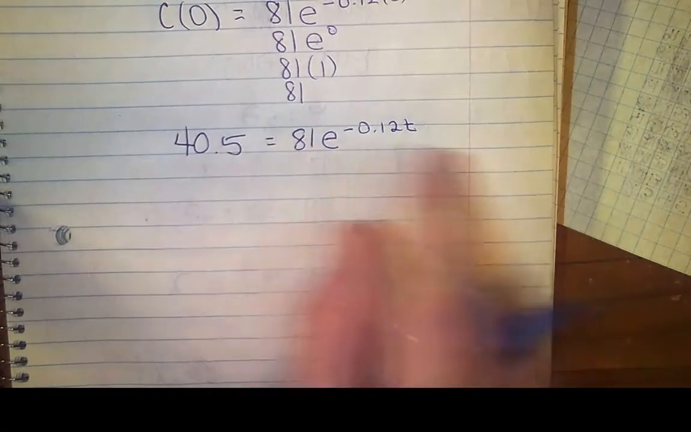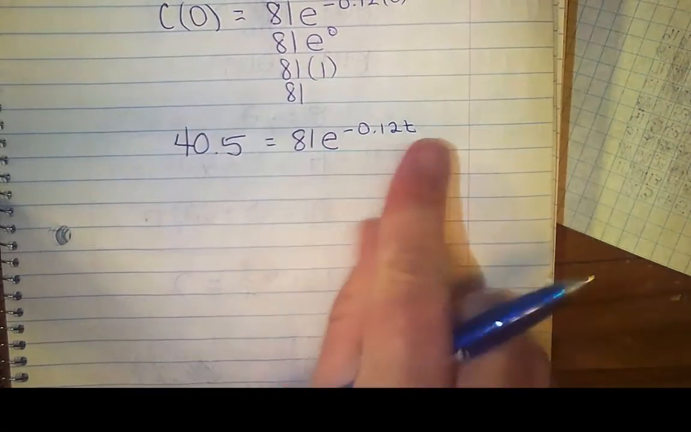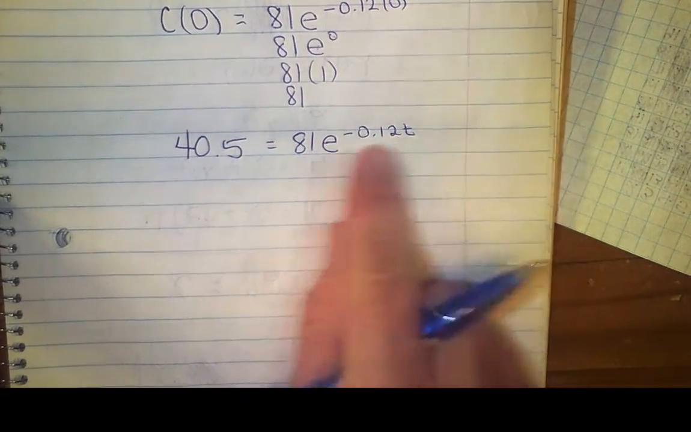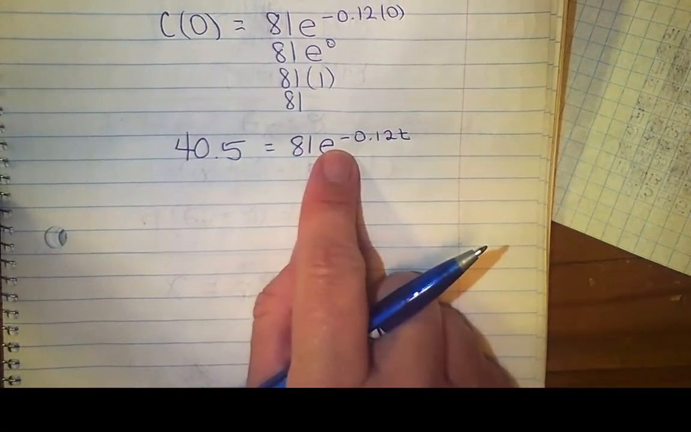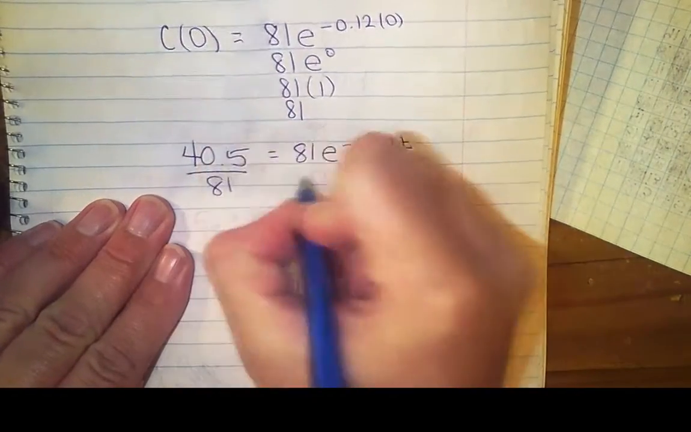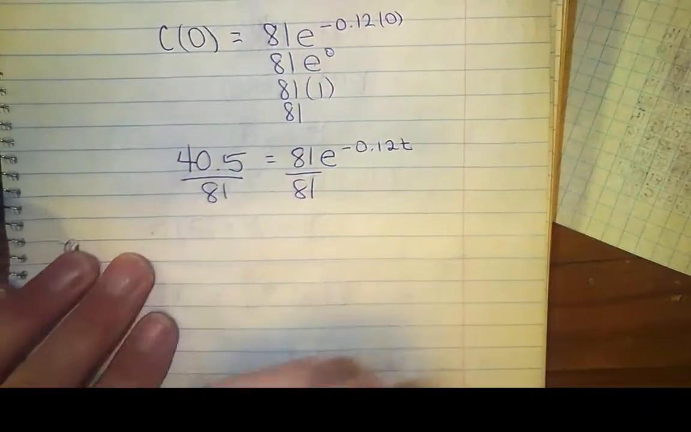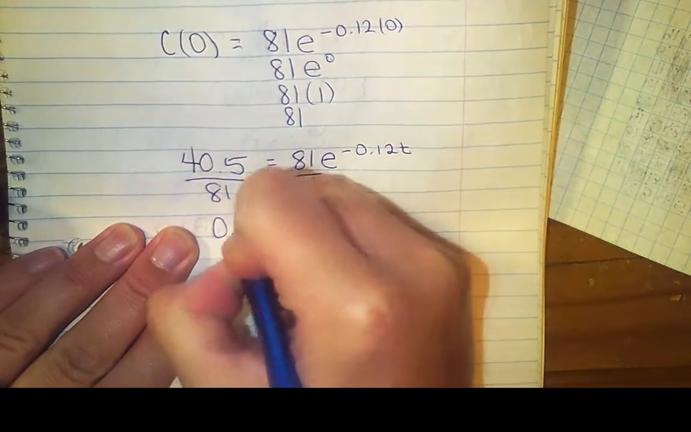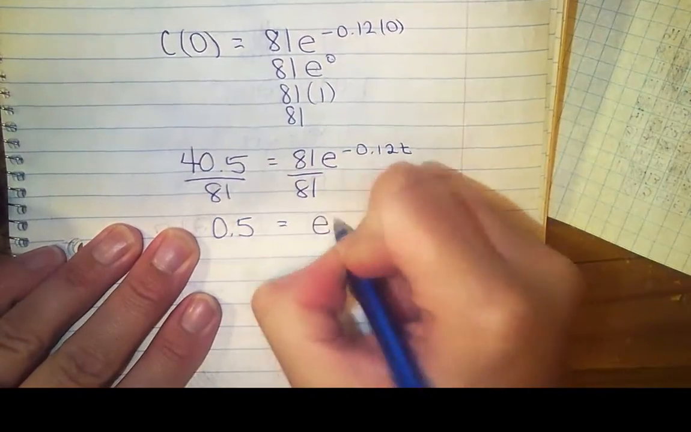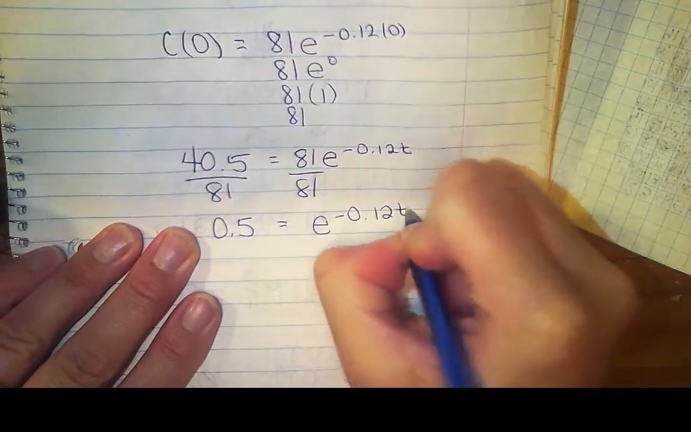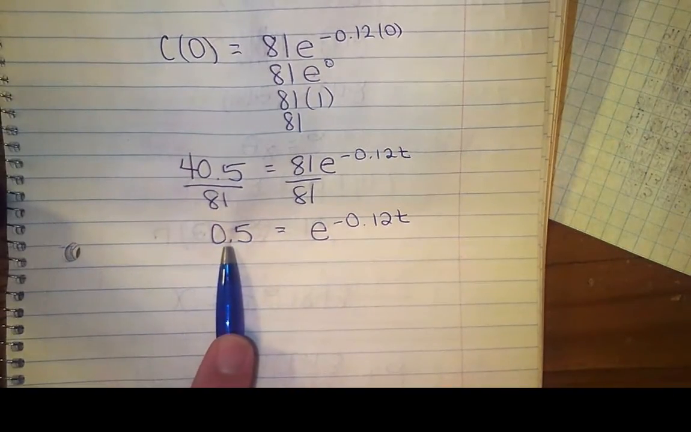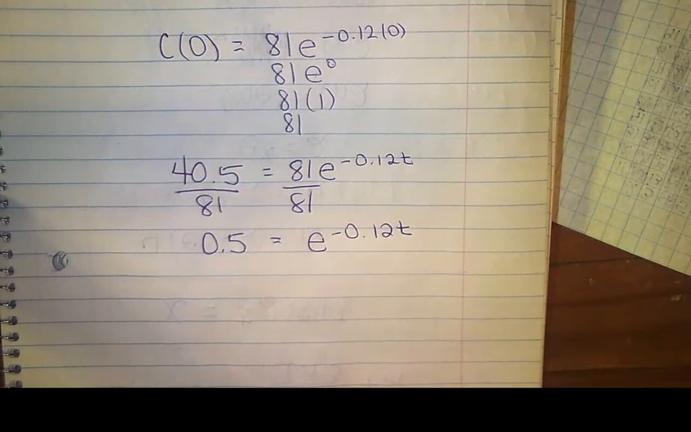So I'm going to divide. Remember, I can't go into log world. I can't start getting that exponent down till just the e is there. Whatever the exponent is attached to, that needs to be by itself. So that 81 is in my way. So divide both sides by 81. And miraculously, you're going to get 0.5 or 1/2. And that equals e to the negative 0.12 t. Okay, so this is the half-life. You're finding what makes it go to half.